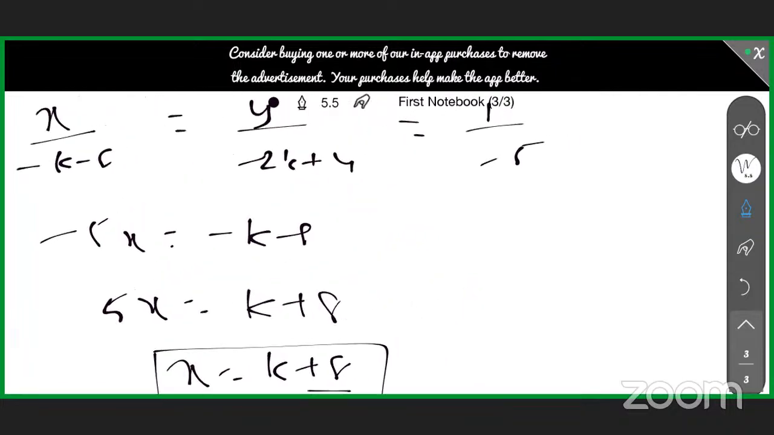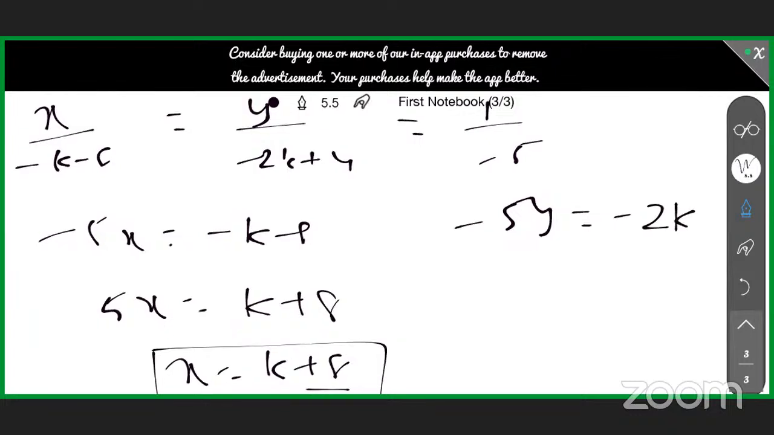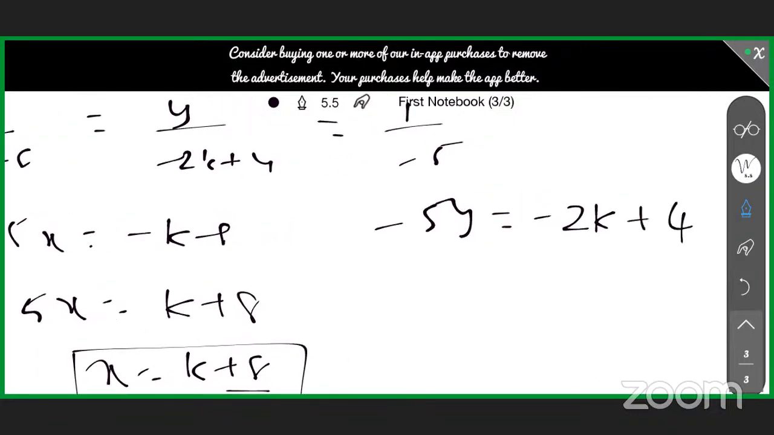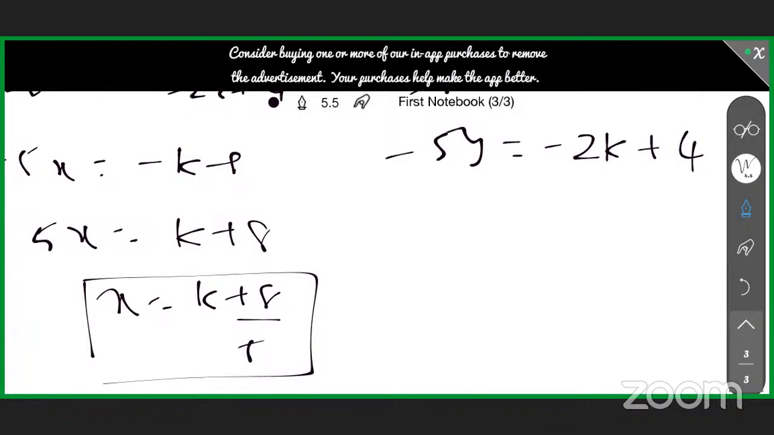From here, I am taking y. Minus 5y is equal to minus 2k plus 4. That will be y is equal to (minus 2k plus 4) by 5.